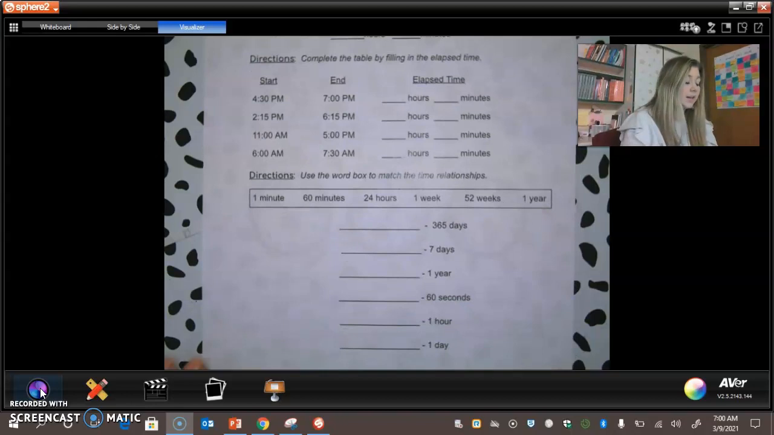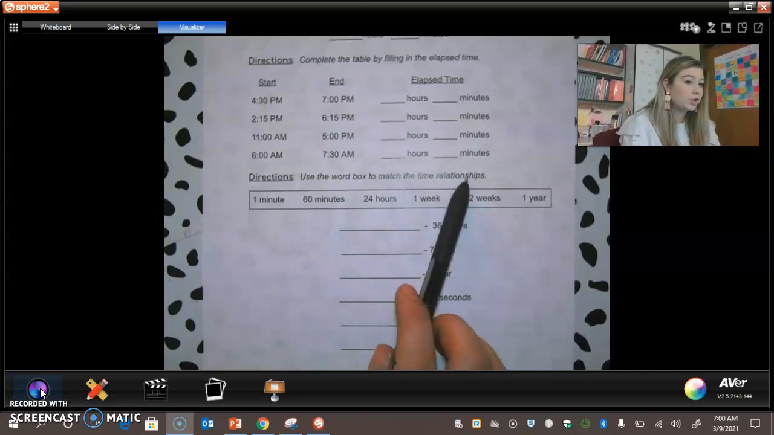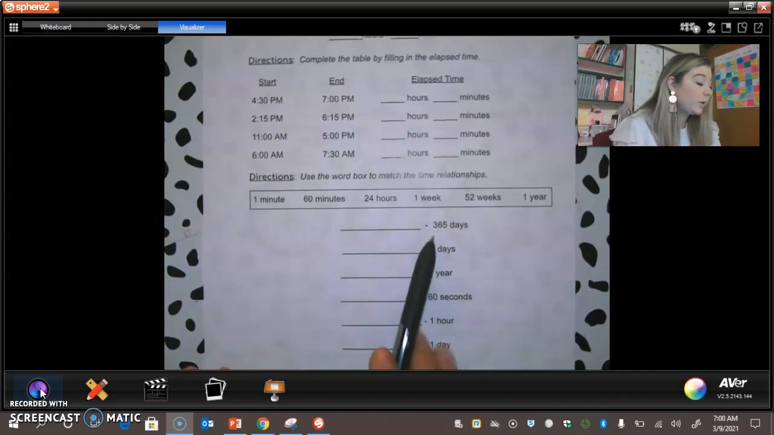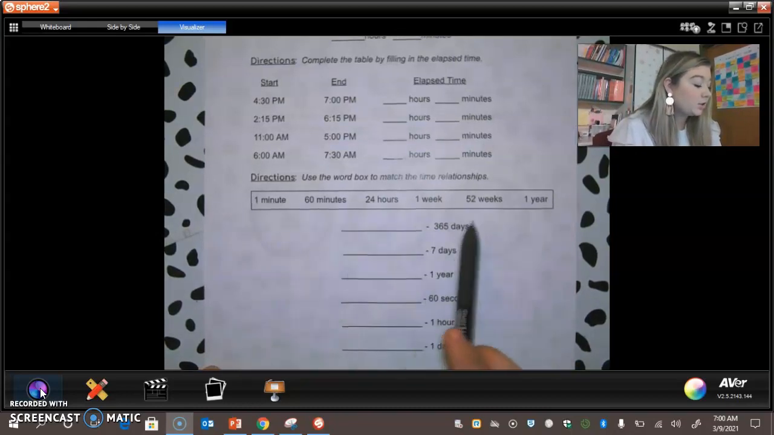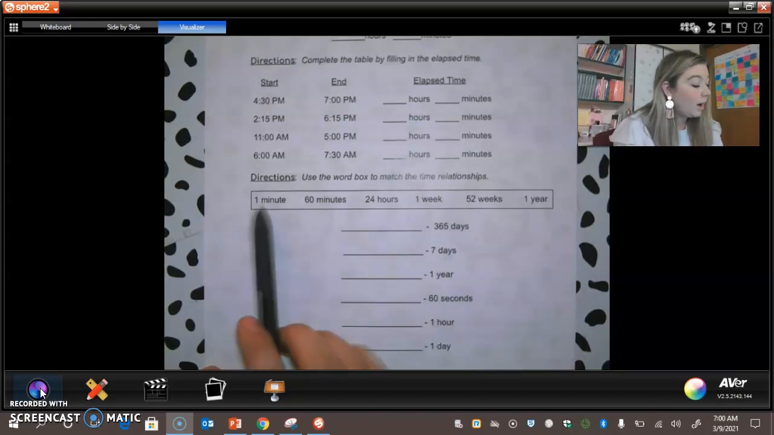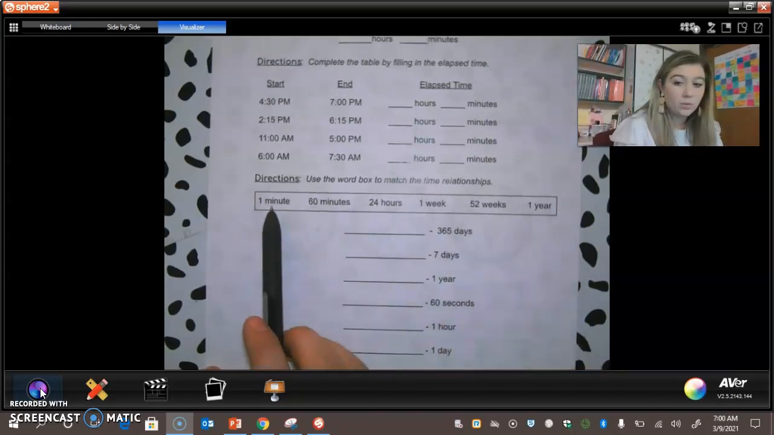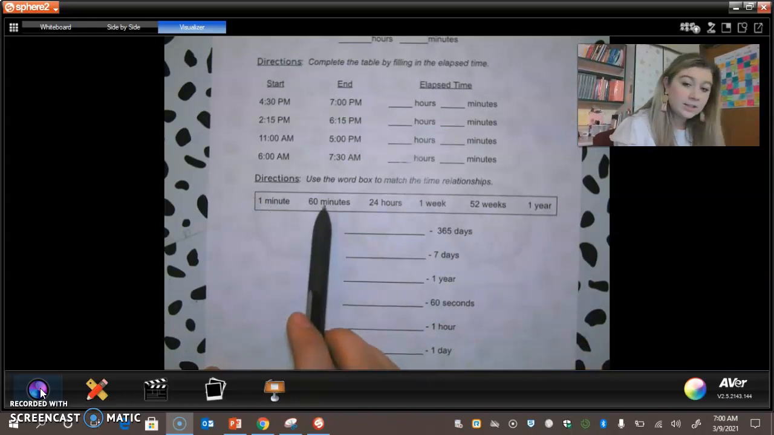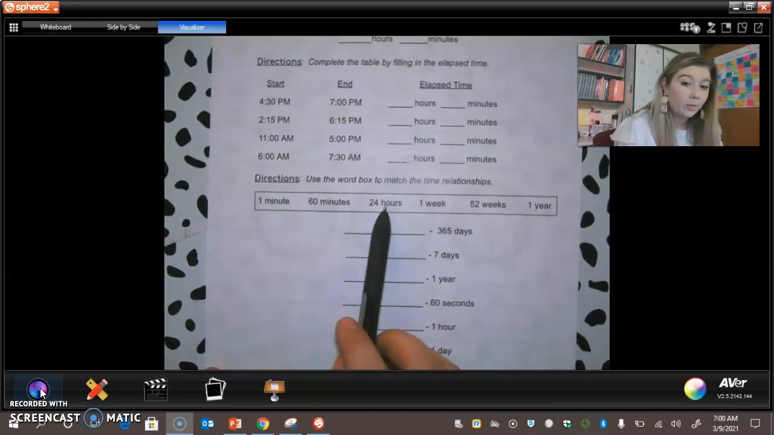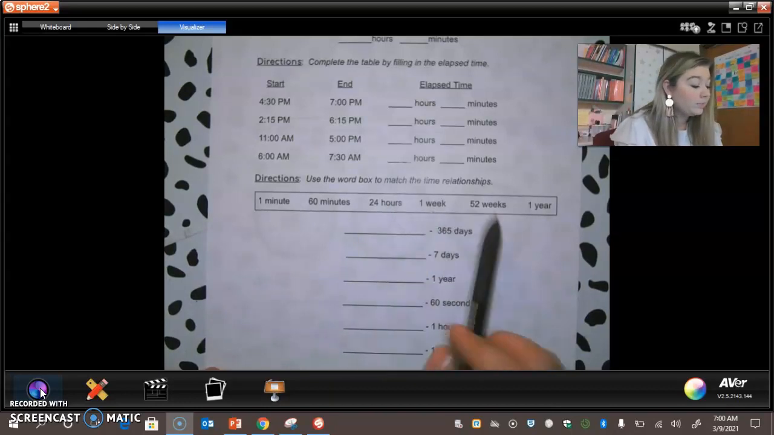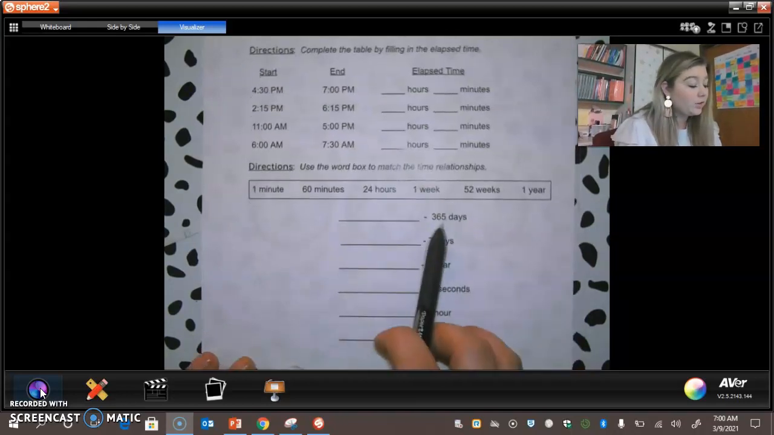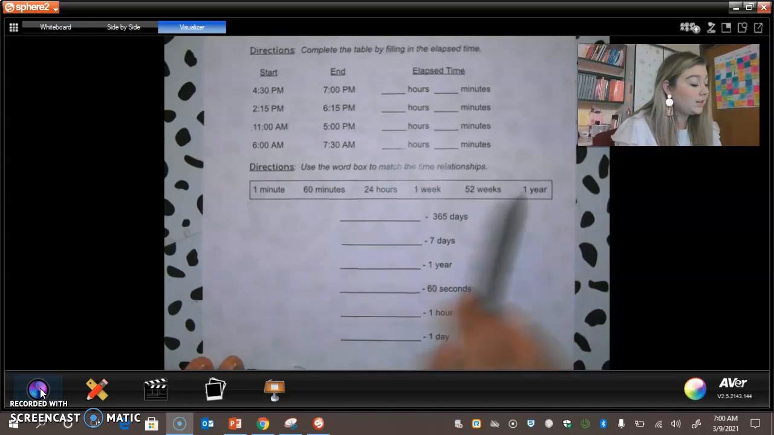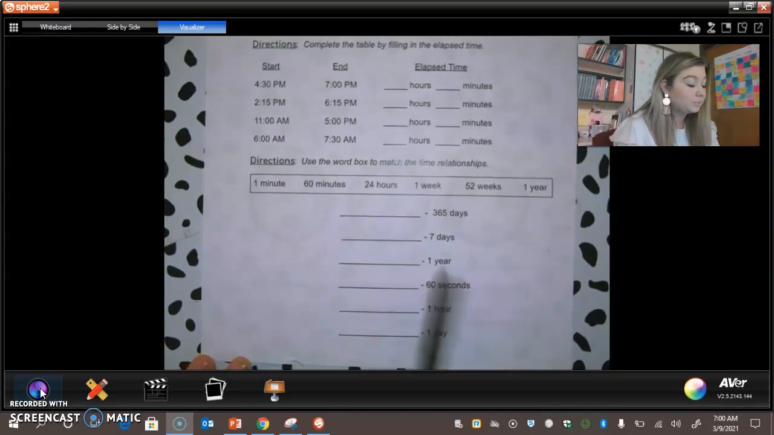Okay, we are on to the last section of our test. So here it says use the word box to match the time relationships. So the first one says 365 days. You need to find up here what is the same as 365 days. So I will read the words up here, starting with 1 minute, 60 minutes, 24 hours, 1 week, 52 weeks, and 1 year. Again, we're starting with 365 days. Which one of these is equal to 365 days?